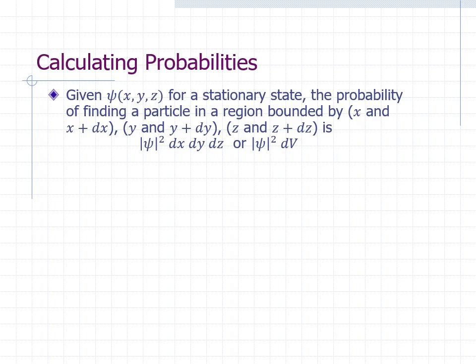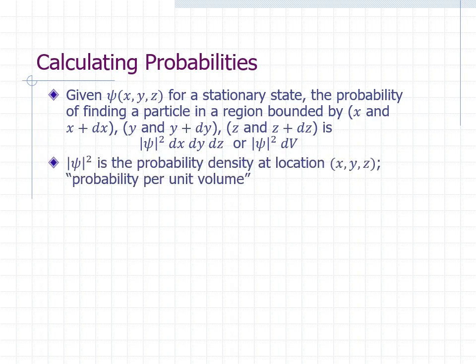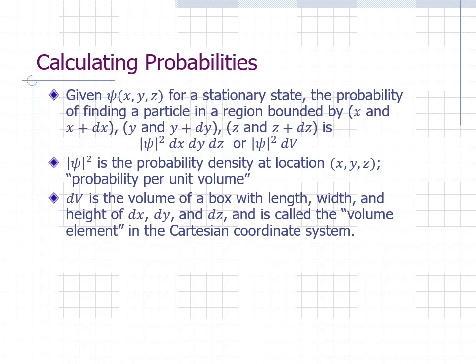By now, you should know that the absolute value of psi squared is the probability density at a given location. In 3 dimensions, it's a probability per unit volume. It's easy to see that dV is the volume of a rectangular box with infinitesimally small length, width, and height of dx, dy, and dz, respectively.